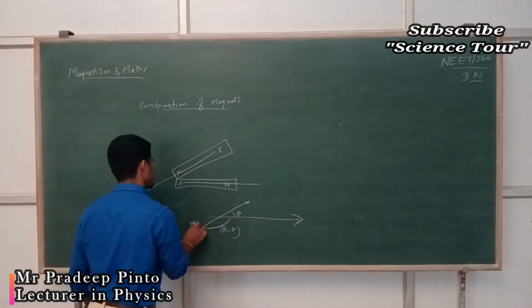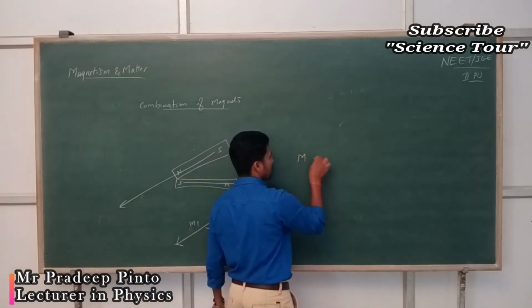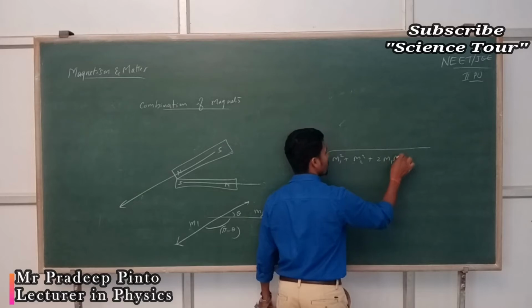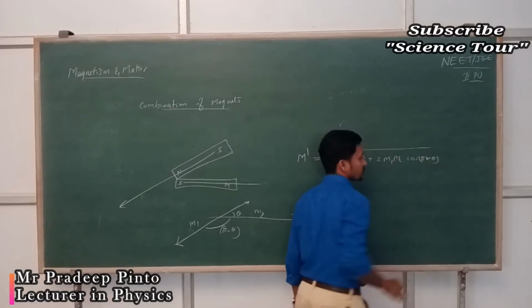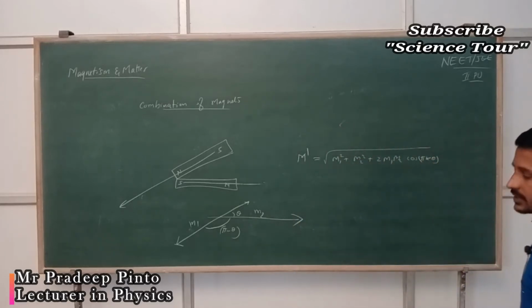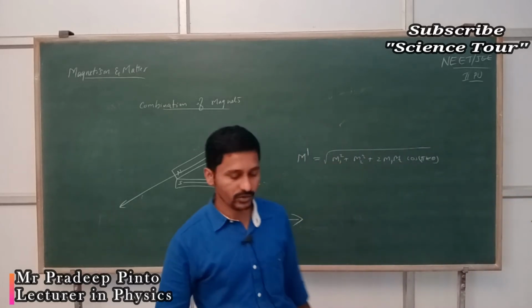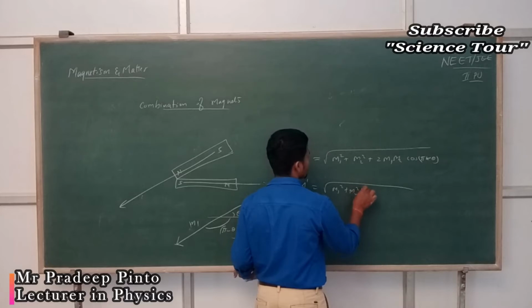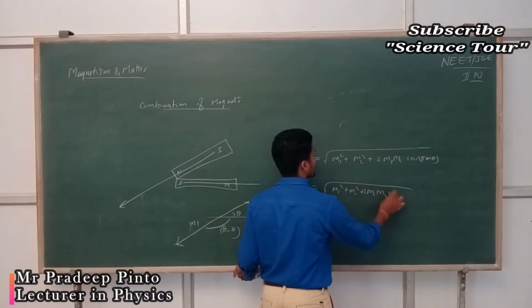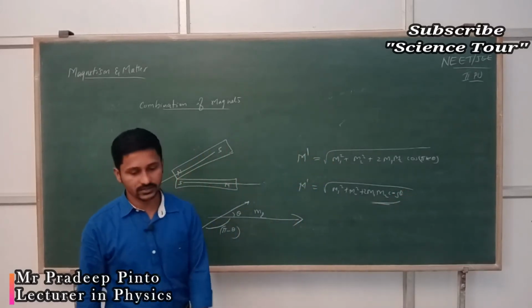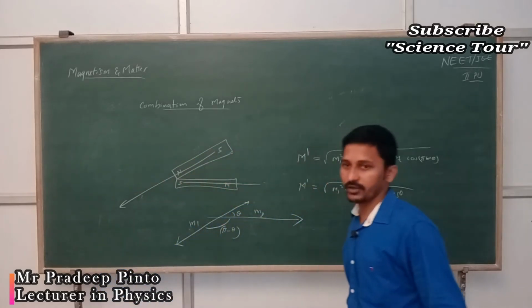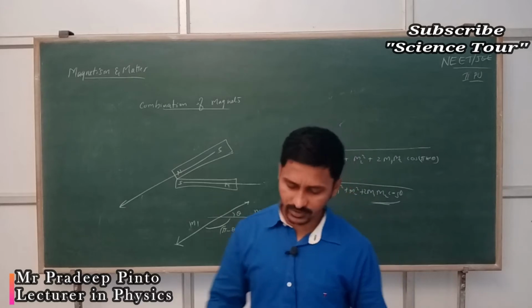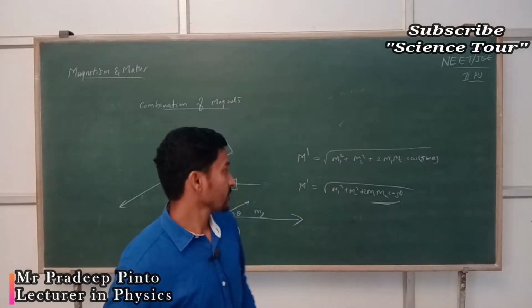If this is m1 and this is m2, the net magnetic moment will be equal to the square root of m1 square plus m2 square plus 2 m1 m2 cos of pi minus theta. Cos of pi minus theta is nothing but cos theta again, so we write m dash equal to the square root of m1 square plus m2 square plus 2 m1 m2 cos theta. You write the value of cos of 180 minus theta and you get the answer here. So this is some of the combinations of the magnets.